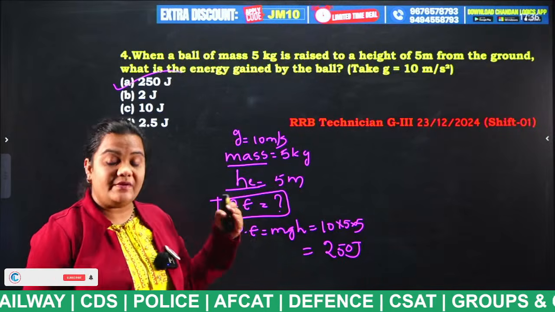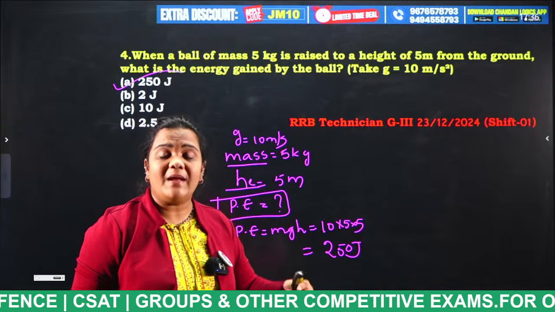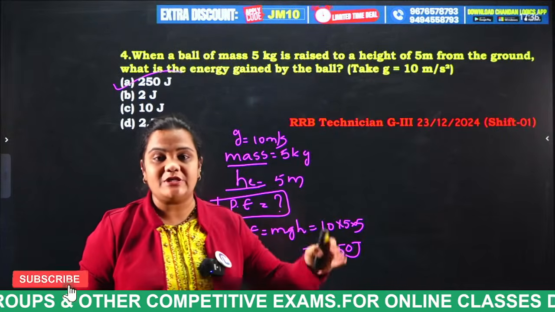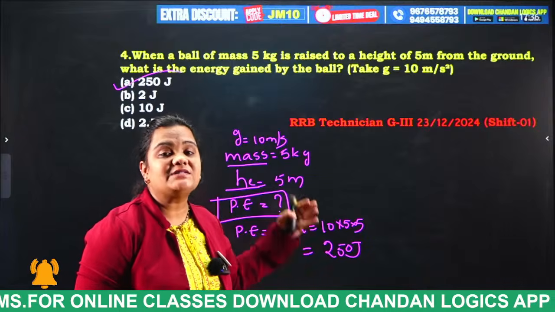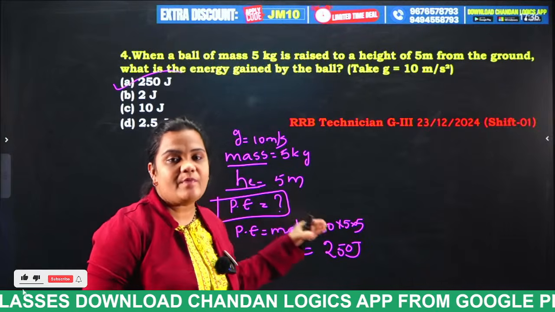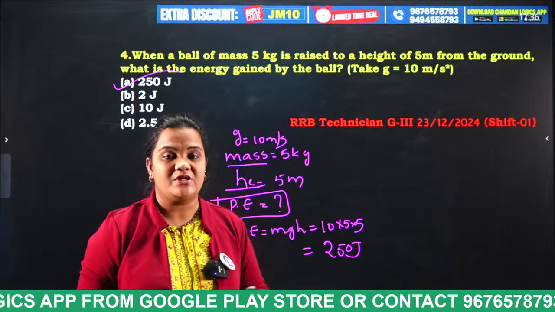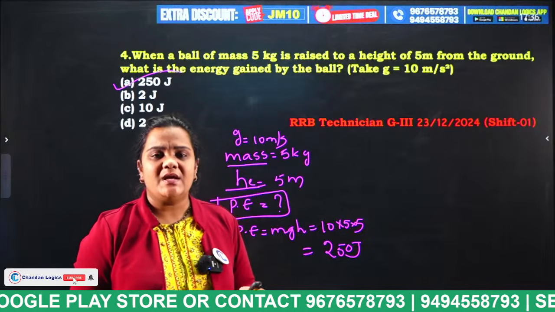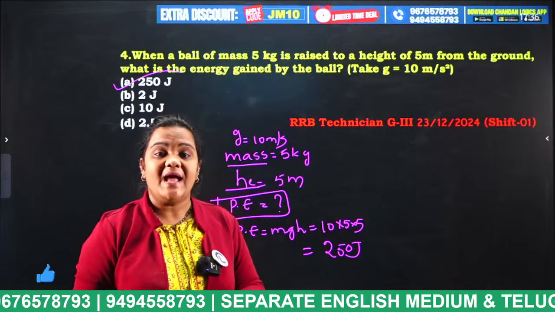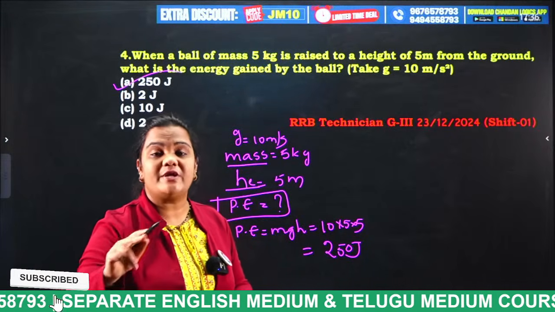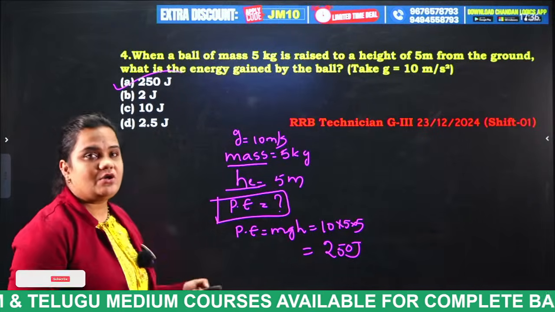If they have asked you to find the initial velocity, what is the formula in that case? Kinetic energy is equal to potential energy. But if they have given the mass, the height and the acceleration due to gravity, and they are asking you to find the energy, you have to use the formula potential energy equals mgh. What do you mean by potential energy, students? The energy possessed by virtue of its position is potential energy, and the energy possessed by virtue of its motion is kinetic energy. So the answer is 250 joules. And the next question.